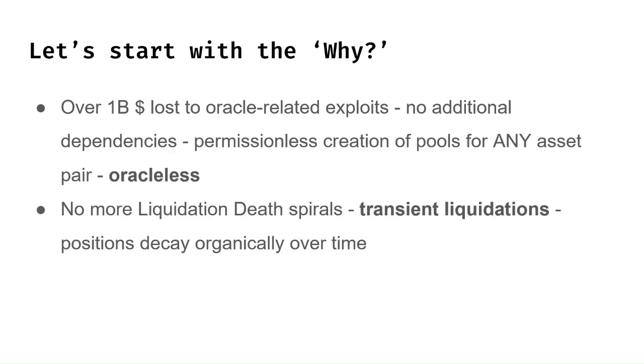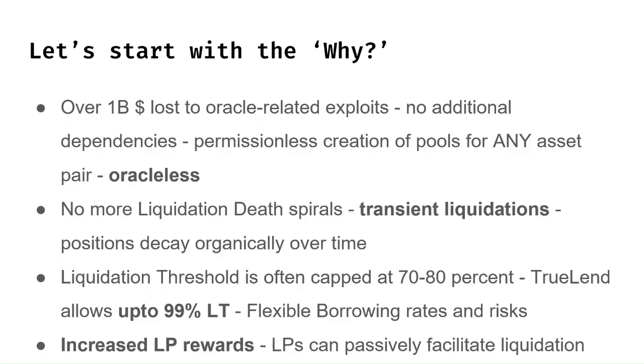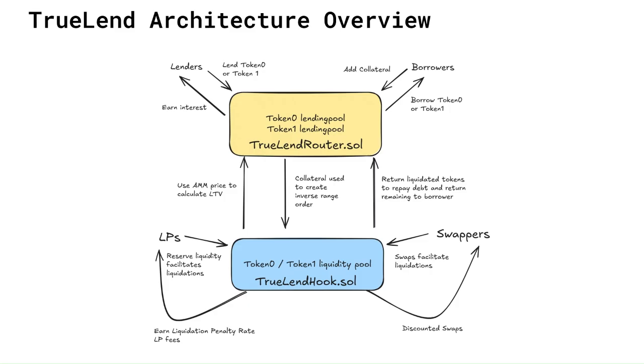Then it reduces the liquidation death spirals because now you don't go sell to an external AMM. It's transient liquidations to a pool that it's directly connected to. And you can have very flexible LTVs up to 99%. And this also increases LP rewards. There are two parts to the protocol. The router contract handles the lending and borrowing part, while the hook contract handles the AMM native liquidations.